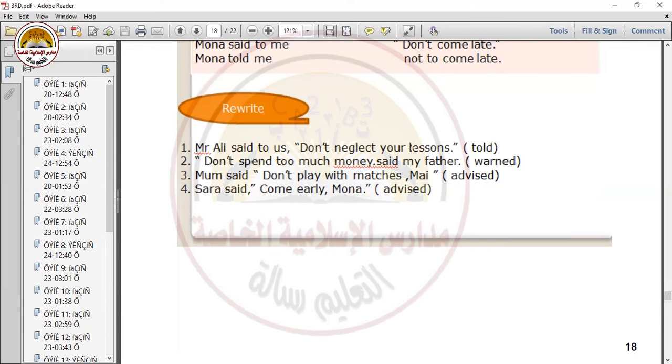You change said to told. You remove the speech marks and join with "not to". And you change the pronoun your to our. Okay, very good. Number two.